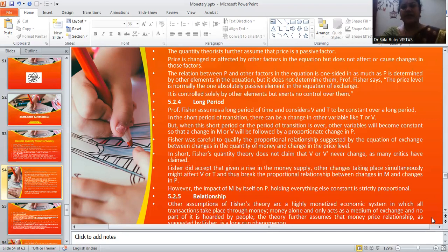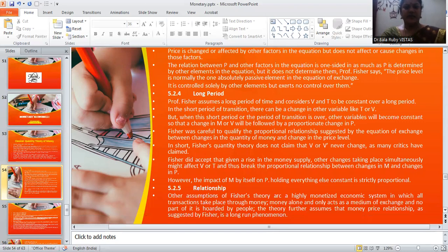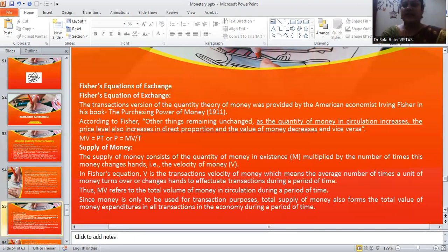Then the fifth assumption is the relationship. The other assumption of Fisher's theory is a highly monetized economic system in which all transactions take place through money. Money alone acts as a medium of exchange, and no part of it is hoarded by people. The theory further assumes that the money-price relationship, as suggested by Fisher, is a long run phenomenon. Now, let us concentrate on Fisher's equation of exchange.